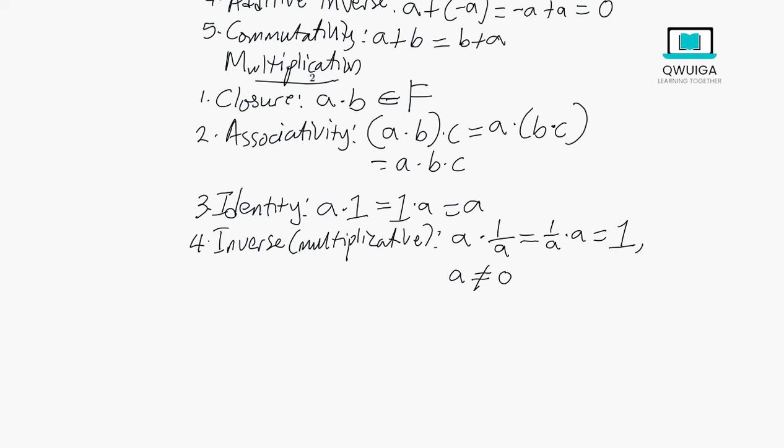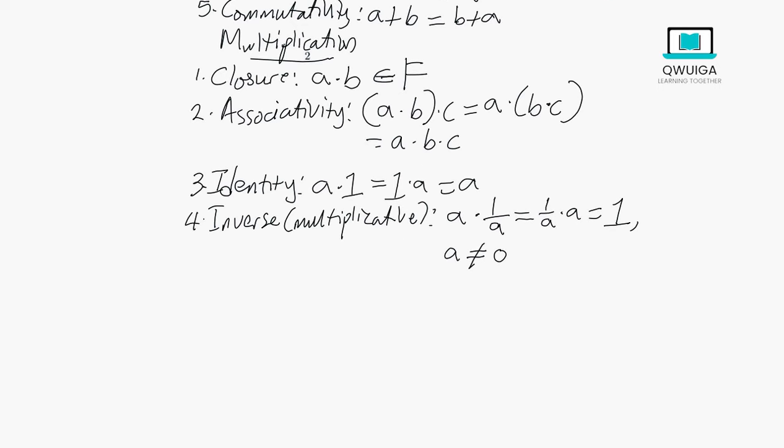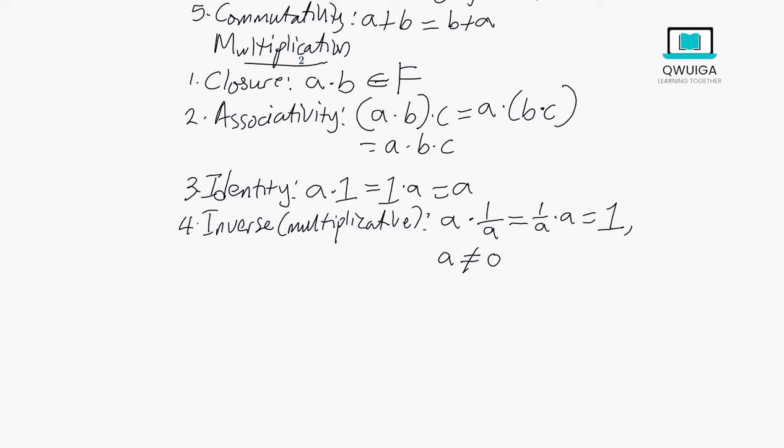Now we do not stop there. If F will be a field, then multiplication must also be commutative. Let me call this commutativity. So if you have a dot b for any a and b, a times b must also be equal to b times a. Then the last set of properties we call distributivity.